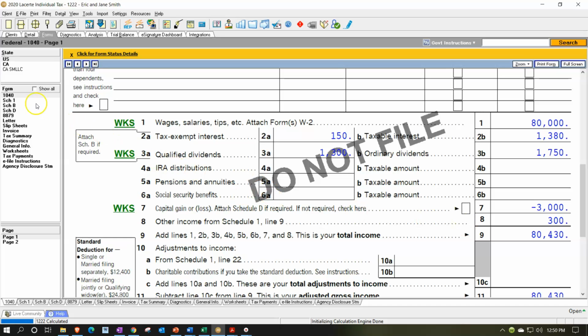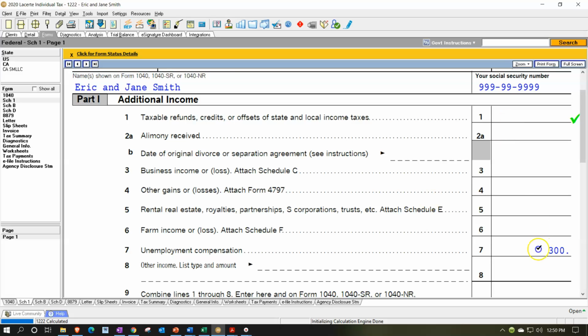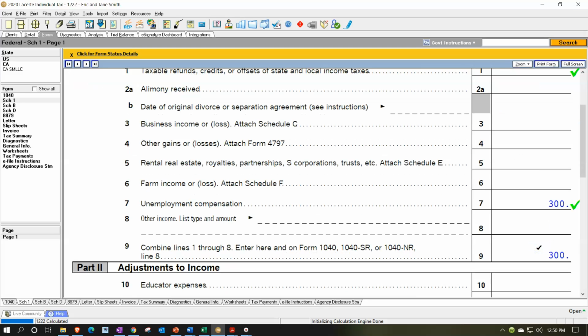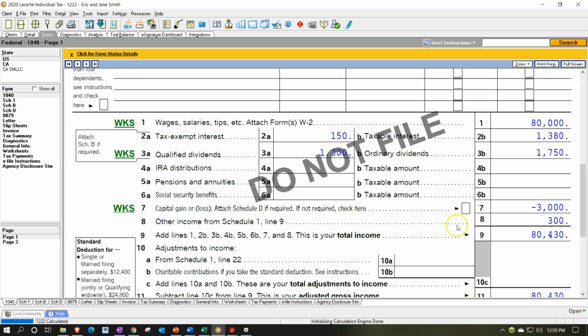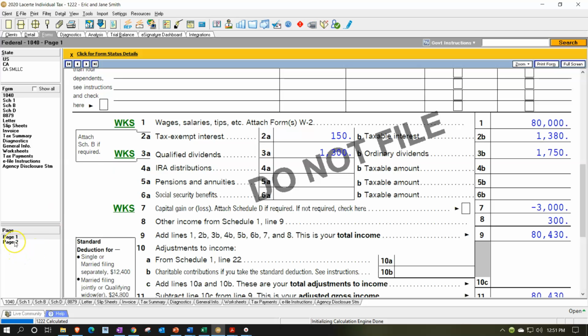So that then is coming from Schedule 1. So we see it on Schedule 1. It's down here on unemployment compensation on line 7, adding up to line 9. And the 300 then pulling over to the first page of the 1040. There it is. We do have to include that in income. If you had any withholdings on it, then you can enter the withholdings here as well. You can enter the federal withholdings, and that would then show up, of course, on page 2 of the 1040, just like it would on a W-2 type of form.